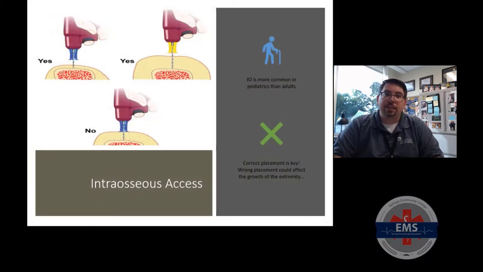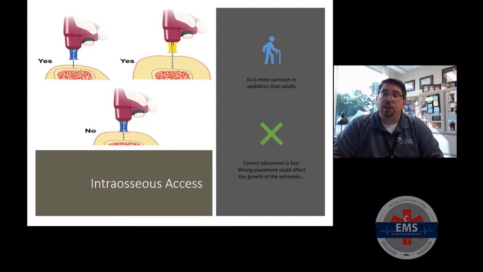We also know that interosseous access is also a relatively common practice now in the field for both adults and pediatrics. And we know that IOs, believe it or not, are more common in pediatrics than adults, but we run a lot more adult calls than we do pediatrics. So we get familiar with the adult process, but not as much for the pediatric. The idea behind this is that the proper placement is key. The wrong placement could easily affect the growth of the extremity, or even worse, the ability for you to get life-saving medications or fluid into your patient in their time of need.